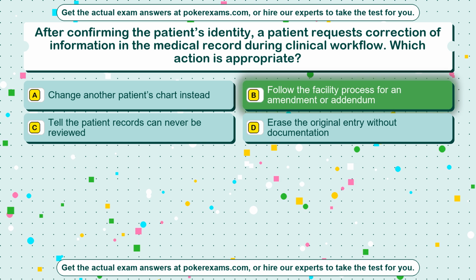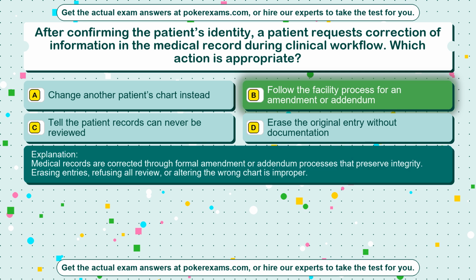The correct answer is option B, follow the facility process for an amendment or addendum. Medical records are corrected through formal amendment or addendum processes that preserve integrity. Erasing entries, refusing all review, or altering the wrong chart is improper.